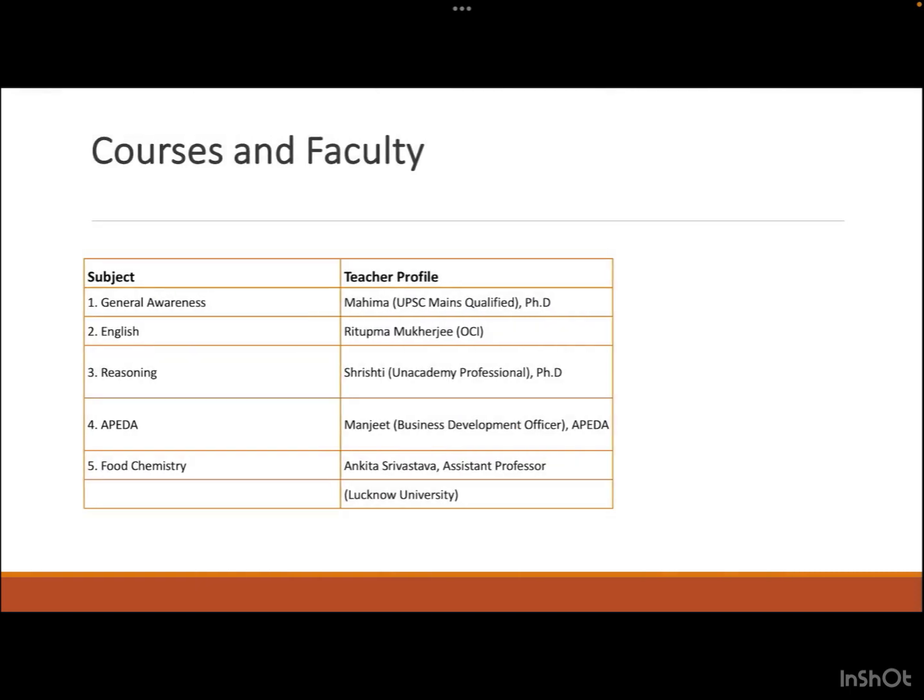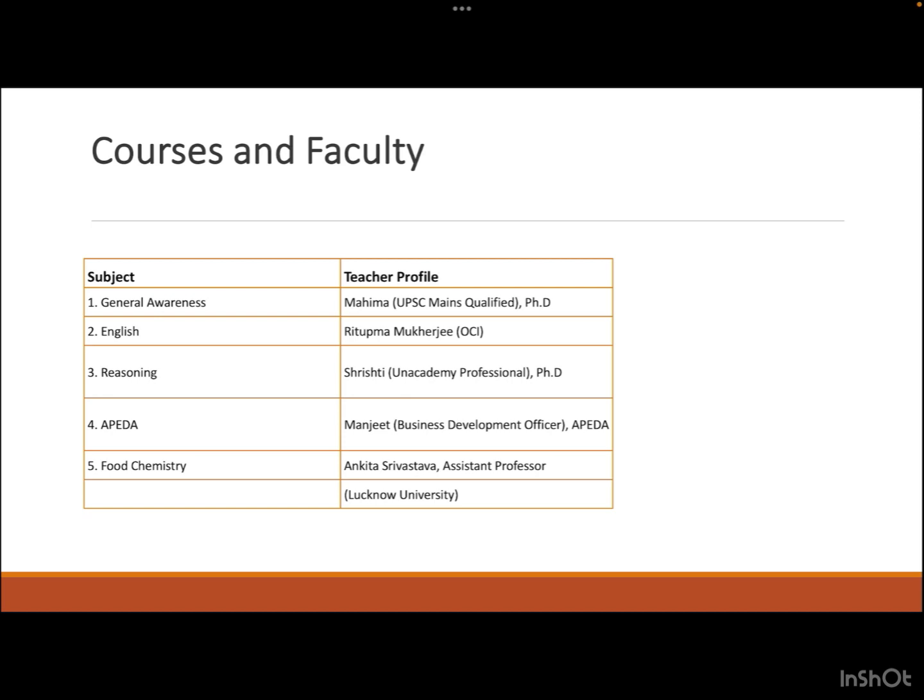Let us quickly go through the faculty available. The subject-wise faculty is on your screens. For general awareness, we have Ms. Mahima, who happens to be a UPSC mains qualified and a PhD holder candidate. English will be dealt with by Ritupma Mukherjee ma'am, who is from OCI. Reasoning will be taken by Ms.